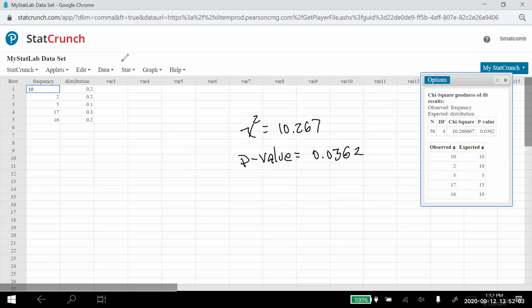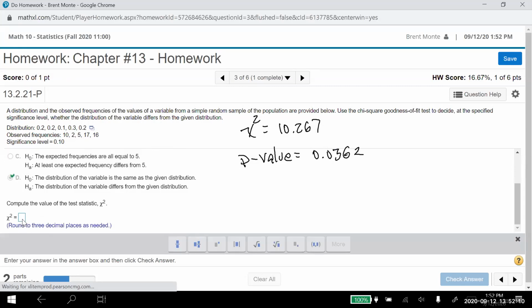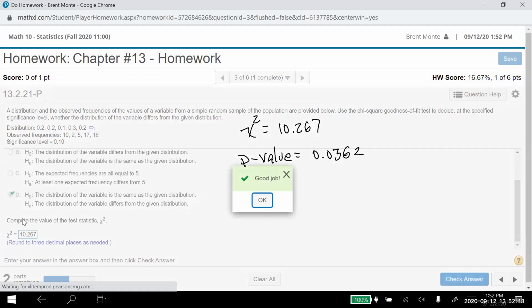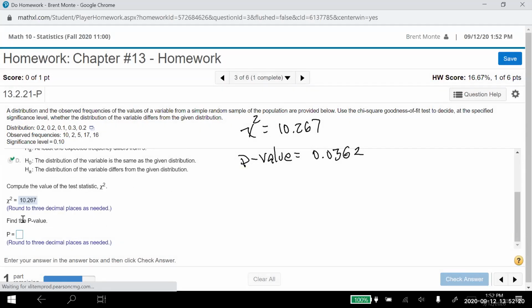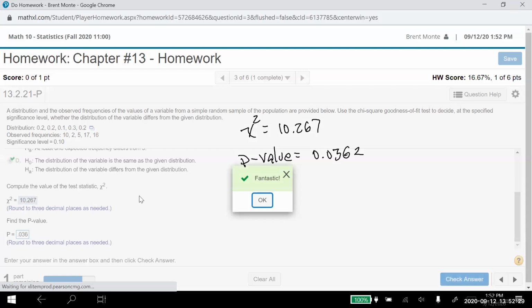So let's go back to our problem. It says, first of all, what is chi-squared? Well, that was easy enough. So chi-squared to 3 decimal places, 10.267. All right, what's the p-value to 3 places? 0.036. All right, that's good.